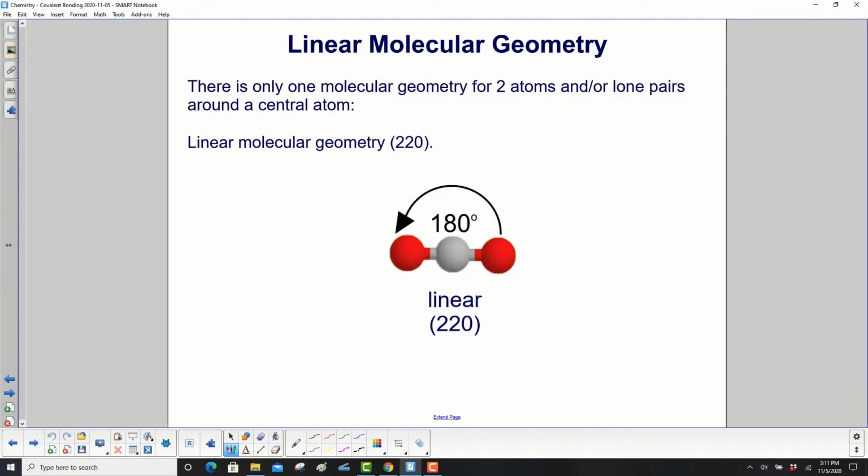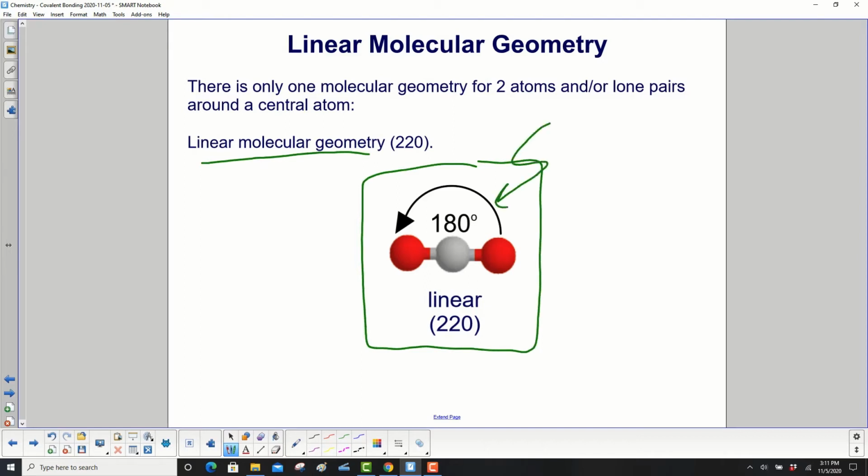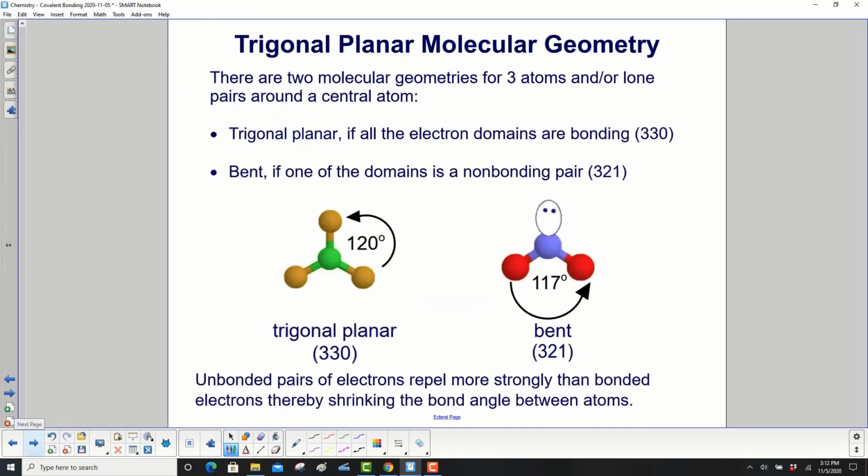There is only one molecular geometry for 2 atoms and or lone pairs around a central atom, and that is linear molecular geometry, 220, and we have that 180-degree angle there. There are 2 molecular geometries for 3 atoms and or lone pairs around a central atom. First we have trigonal planar, if all the electron domains are bonding, and that would be a 330. Bent, if one of the domains is a non-bonding pair, which is a 321. Unbonded pairs of electrons repel more strongly than bonded electrons, thereby shrinking the bond angle between atoms.